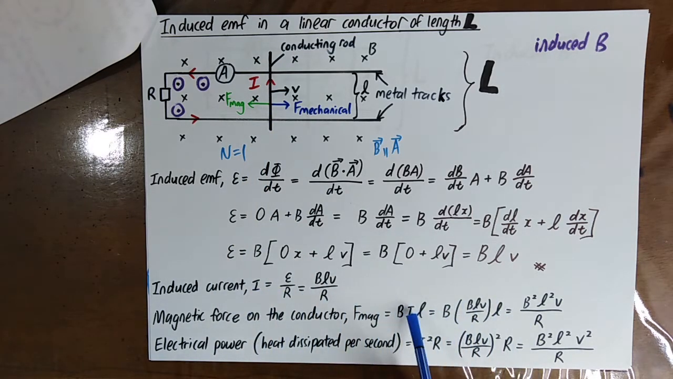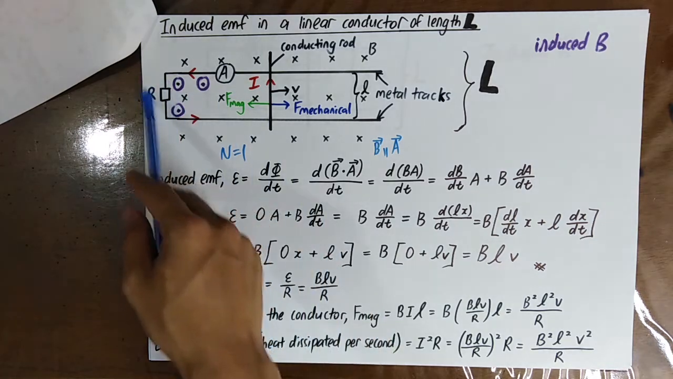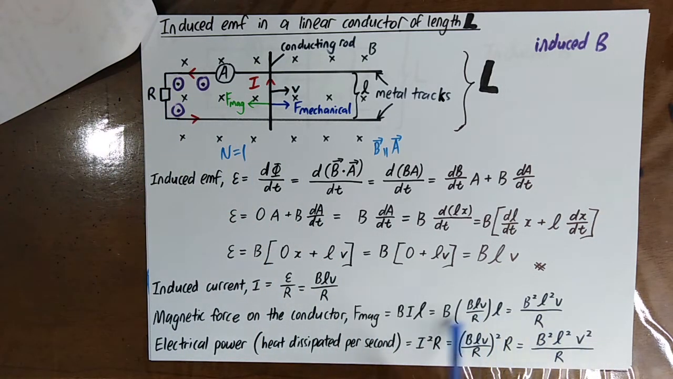And the I is the induced current, and induced current is equal to induced EMF over the resistance. And then the electrical power is I squared R. The electrical power is the heat dissipated per second by the resistor. So you know that the electrical power is of this expression.